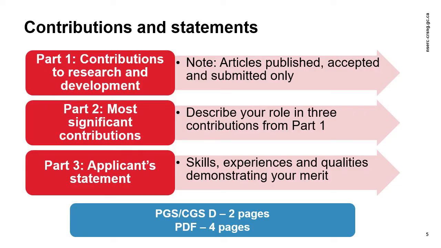Part 3 is the applicant statement, where you should describe the skills, experiences, and qualities that best demonstrate your excellence and suitability for the award program. This is a section of the application where you can really highlight your unique leadership, communication, research, and academic prowess to reviewers. You should provide details about your science and/or engineering abilities, as well as relevant activities and work experiences that have supported your development as a researcher and future scientific leader.